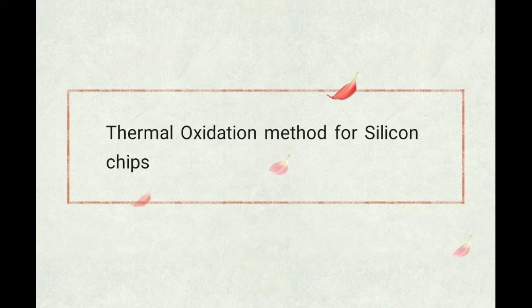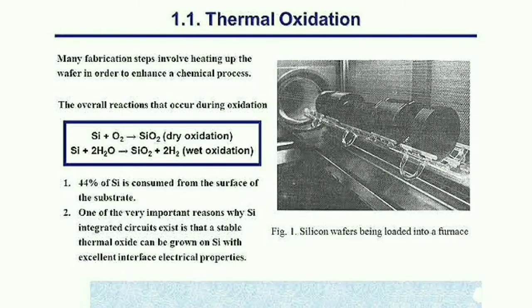Many fabrication steps follow heating up the wafer in order to enhance the chemical process. An important example of this is thermal oxidation of silicon to form silicon oxide. This involves placing a batch of wafers in a clean silica tube which can be heated to very high temperatures like 800 to 1000 degrees using a heating coil in the furnace with ceramic brick insulated liners.